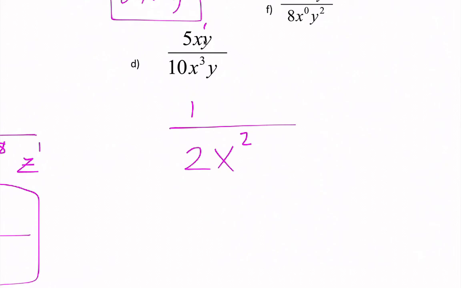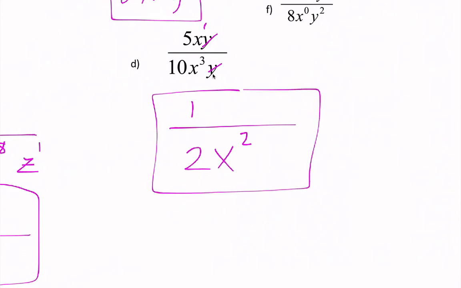Then I look at my y's. I have a y on top and a y on bottom. Notice that it's exactly the same on top and bottom. So this single y on top will cancel that single y on bottom. Y's are gone. So that's my final answer.